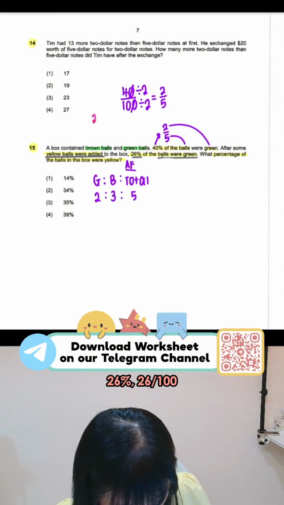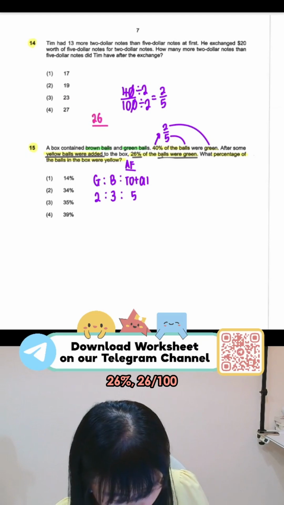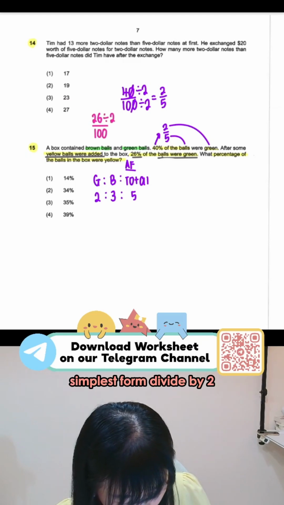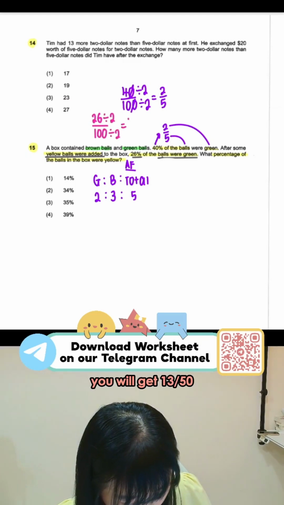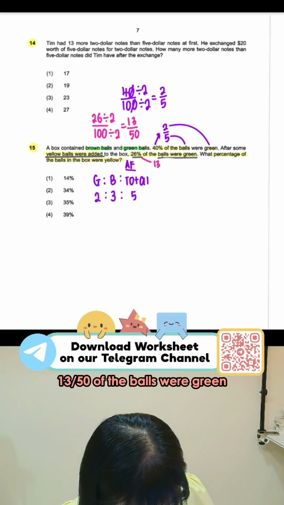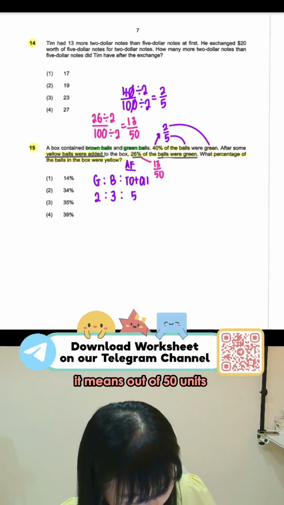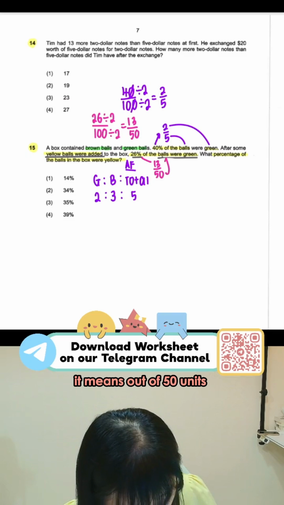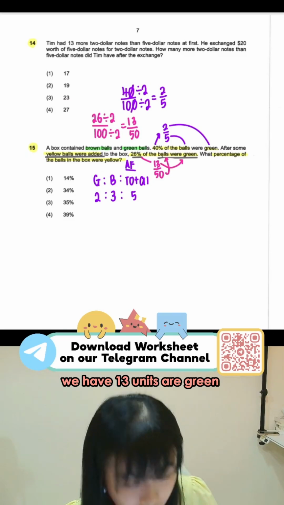26%, 26 out of 100. Simplest form, divide by 2, divide by 2. Okay, you will get 13 out of 50. 13 out of 50 of the balls were green. It means, right, out of 50 units, we have 13 units are green.